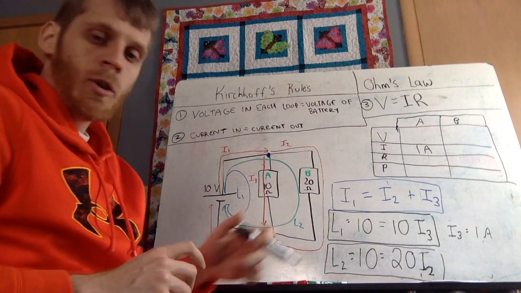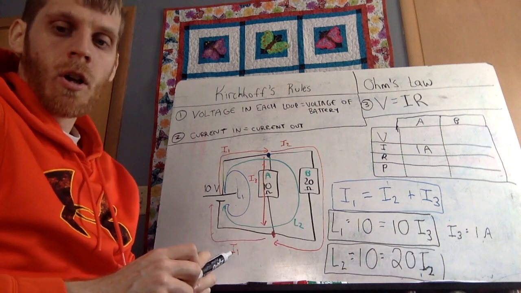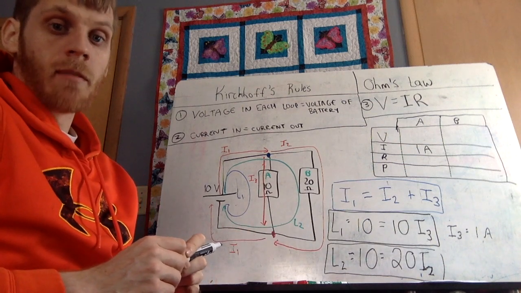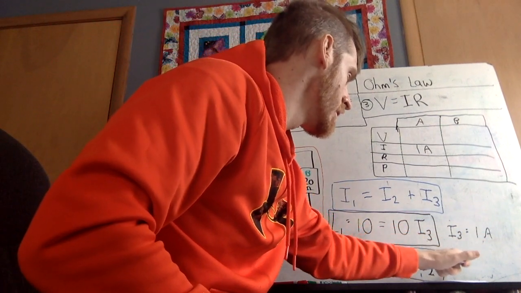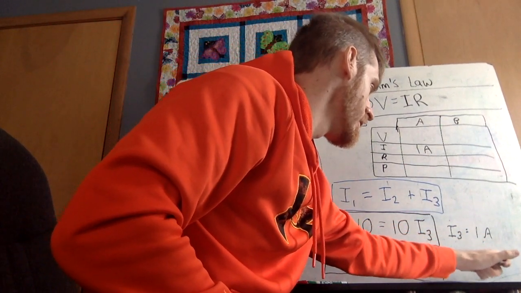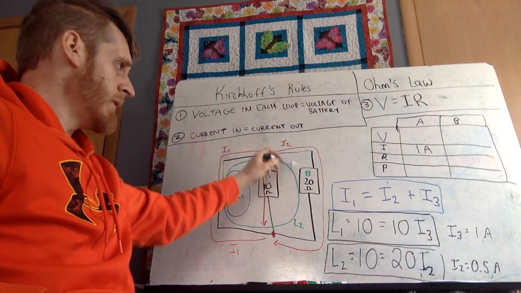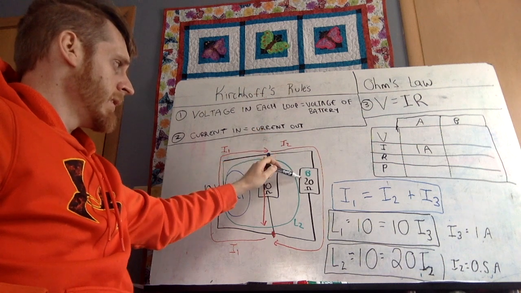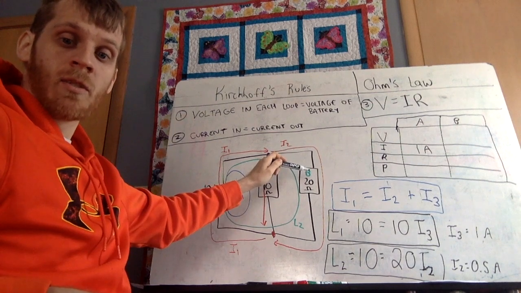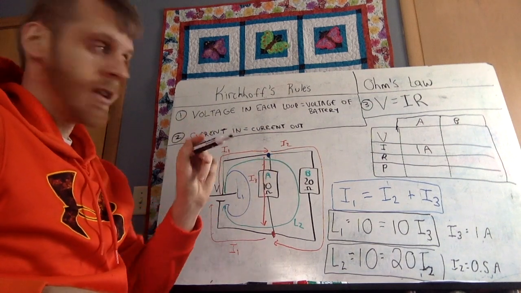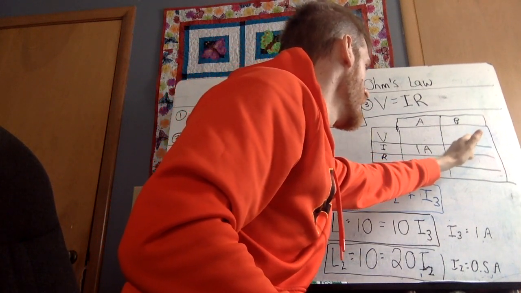Okay, let's look at loop number 2. Loop number 2 says 10 equals 20 I2. Well, what would I2 be then? It would be 10 divided by 20, which is 0.5 amps. So I2 is 0.5 amps. Well, then I look at loop number 2. I see, hey, everything in I2 is 0.5 amps. Well, then everything that's touching that I2 has to use 0.5 amps. The 20 ohm resistor is going to use 0.5 amps. So that is going to be B, 0.5 amps.